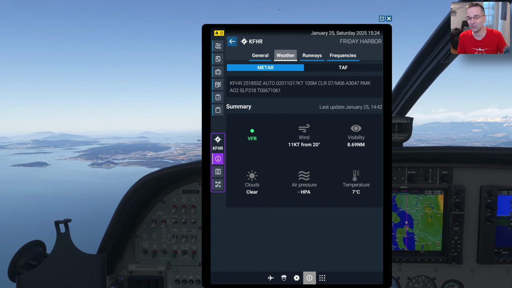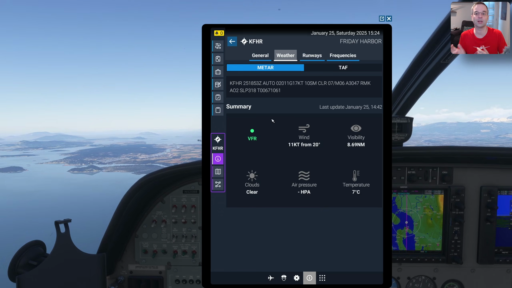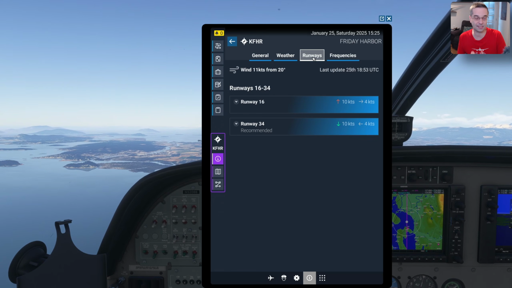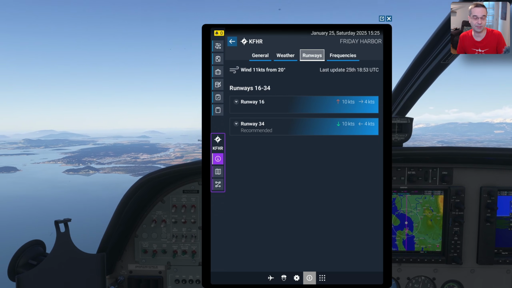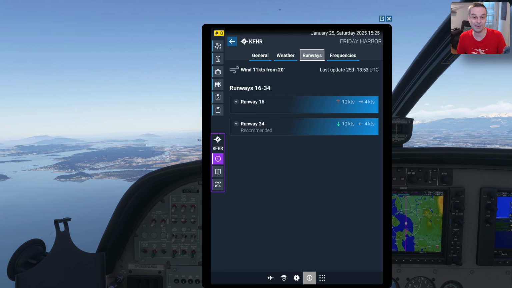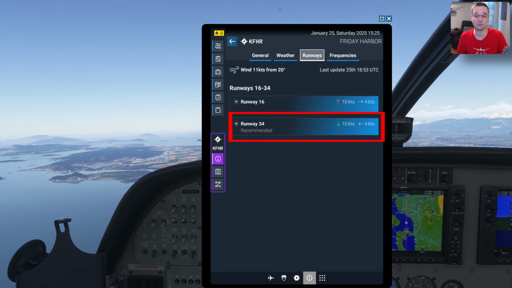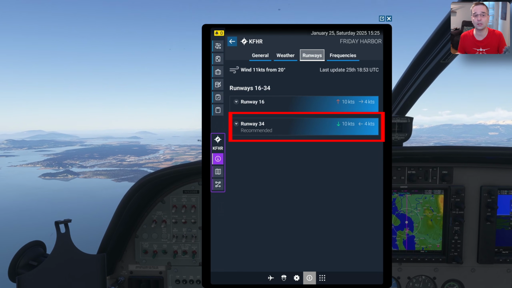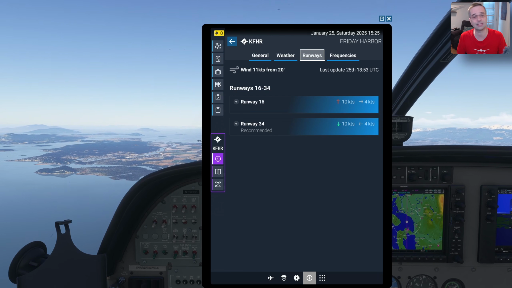For today, it's blowing from 0 to 0 heading into Friday Harbor. So if we head over to the runways tab now, we can figure out which runways line up the best with that wind direction. We've only got the two runways to pick from, 16 and 34, and the EFB is recommending us runway 34 since that's going to be as close to a headwind as we can get, so that's what we'll use for our planning.